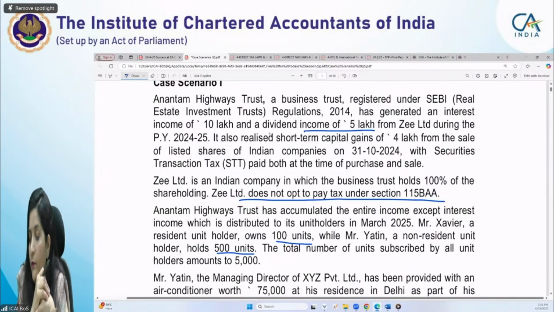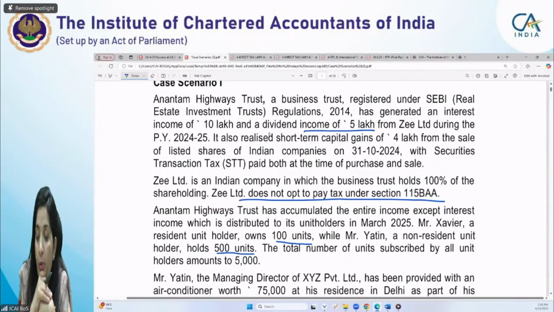10, 10.4. Why, Prashant? You calculated 10.4, but you are not listening. Z Limited does not opt to pay tax. It is paying tax at normal rates, or under BAB, I don't know, but it's not paying tax under Section 115BAA. No TDS. Yes, no TDS. See the information. Okay.